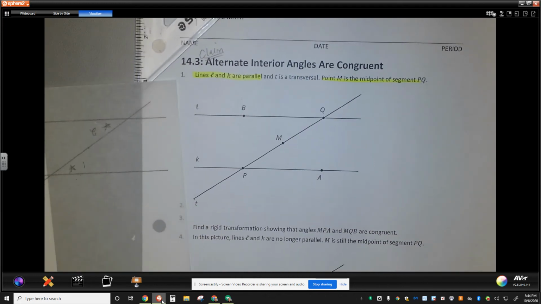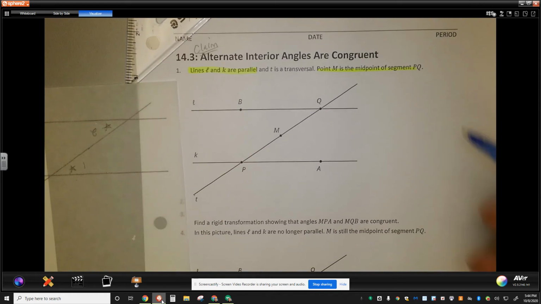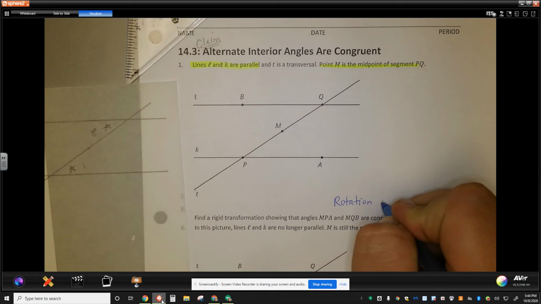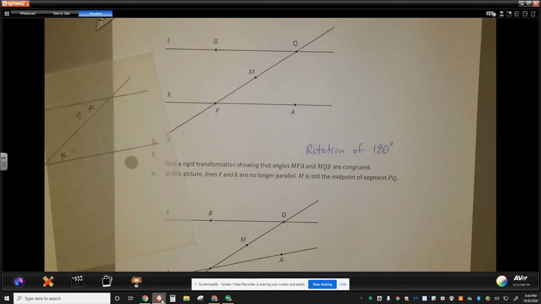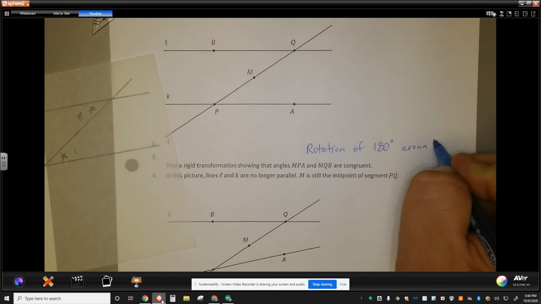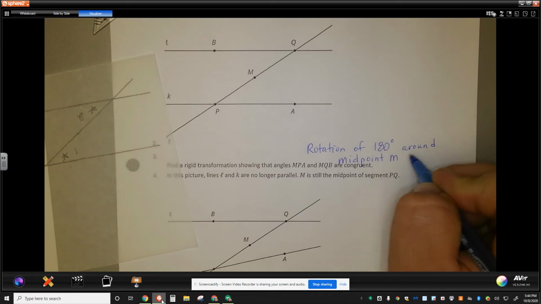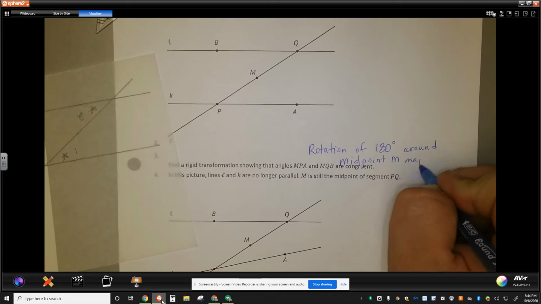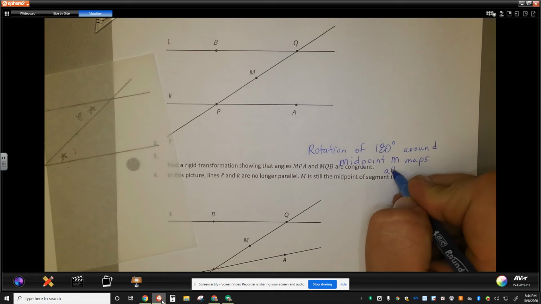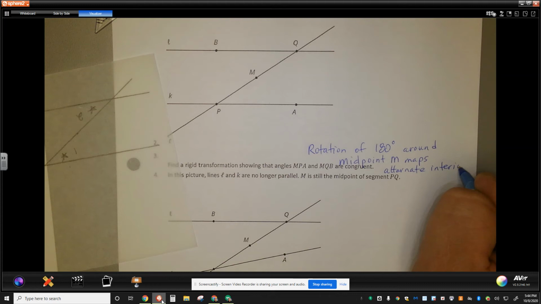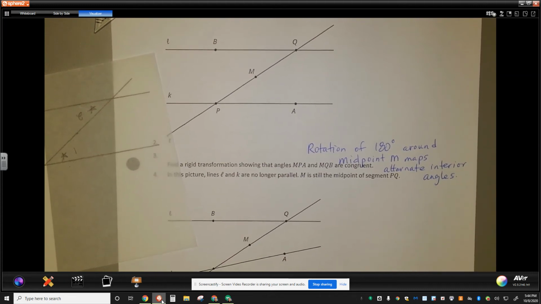We say that a rigid transformation, we would say a rotation of 180 degrees around midpoint M maps alternate interior angles. There's some other cool relationships we're going to find with that as well, but not in today's lesson.